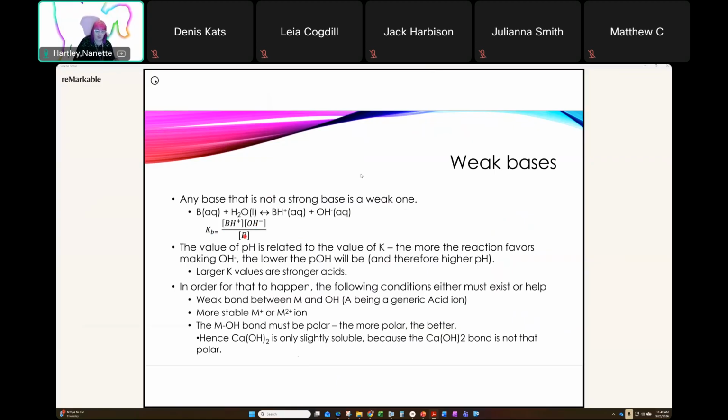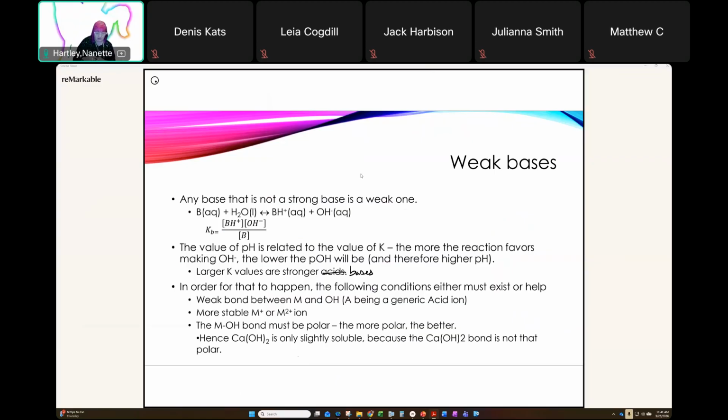The value of pH is related to that value of K. Here we're looking more directly at the pOH versus the value of K. Okay. So the more the reaction favors making OH minus, the lower the pOH will be, and therefore the higher the pH. Okay, so larger K values are stronger, and actually that should say bases. So larger K values, again, stronger bases.